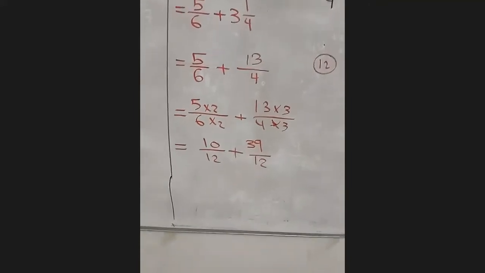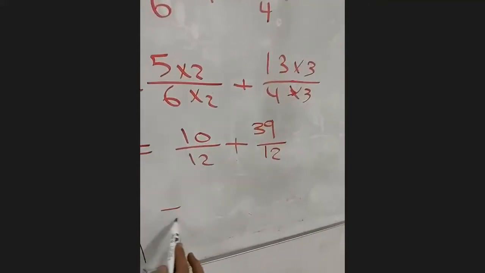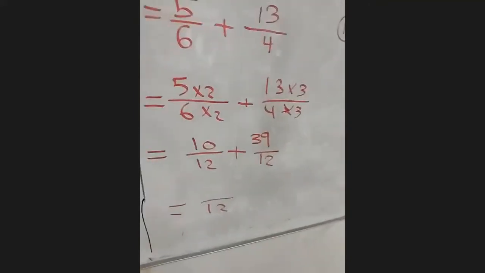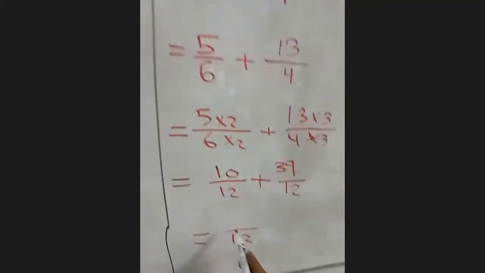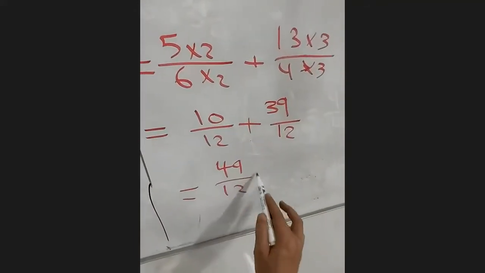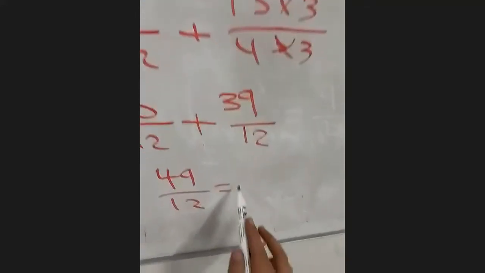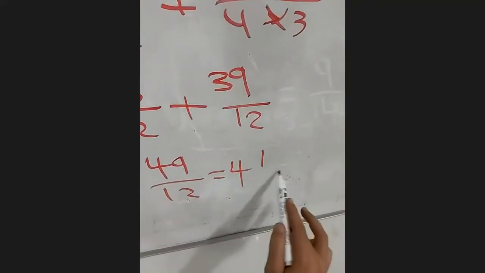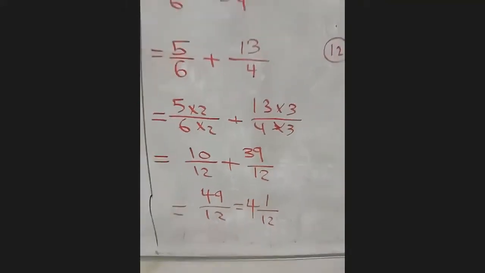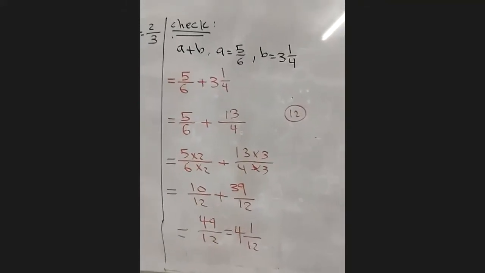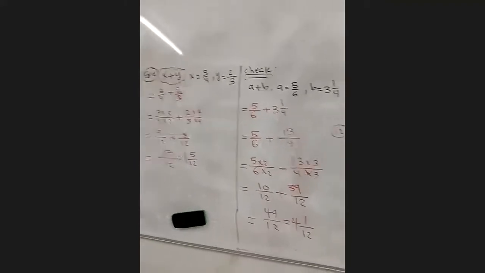Over 12 also. Now this is equal. Down, we have 12. Up, 10 plus 39, it is? It's 49. Now 49 over 12, make long division, it will be 4 and 1 over 12. It will be a mixed number. Yes. This is the check after example 2, guys.